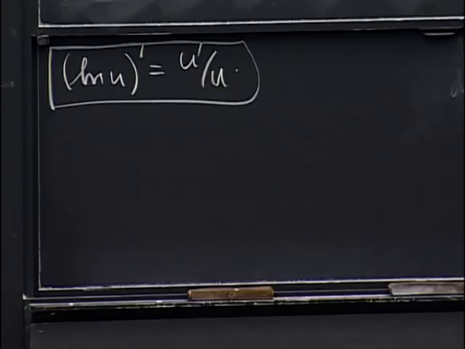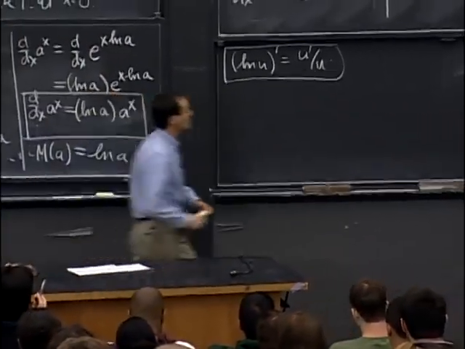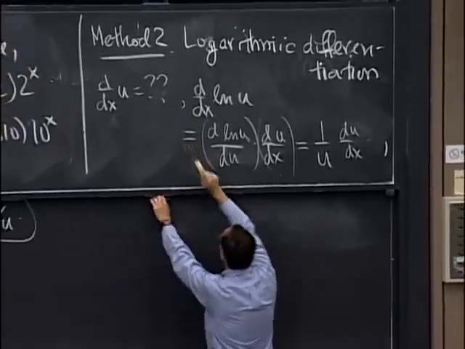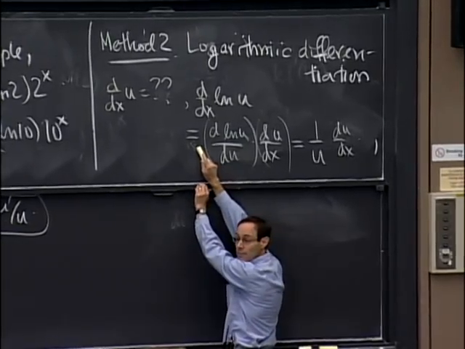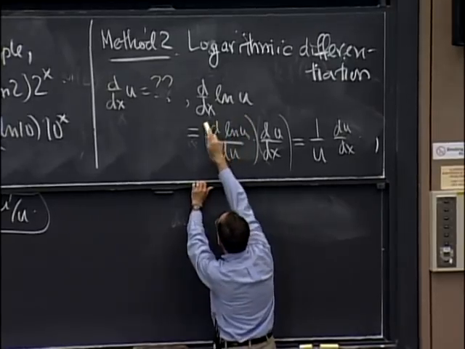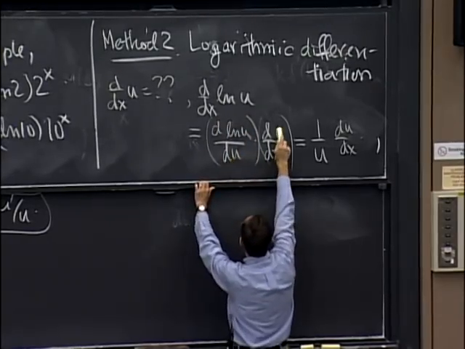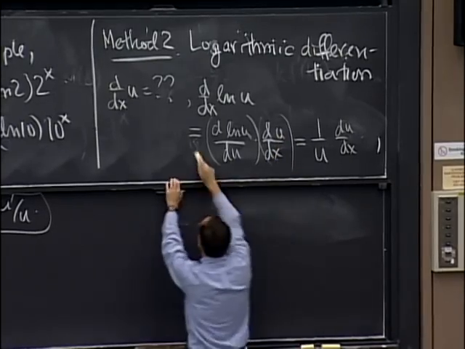How did you get d ln u over du times du over dx? The question is, how did I get this step here? All right? So this is the chain rule. Okay? The rate of change of log u with respect to x is the rate of change of log u with respect to u times the rate of change of u with respect to x. That's the chain rule.